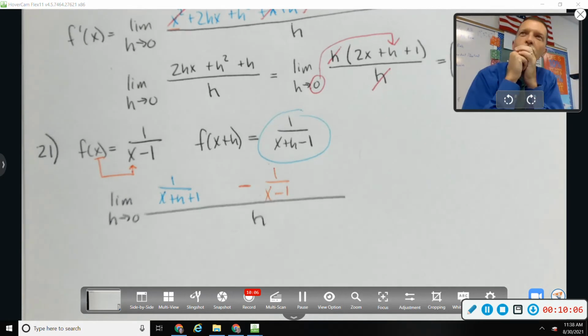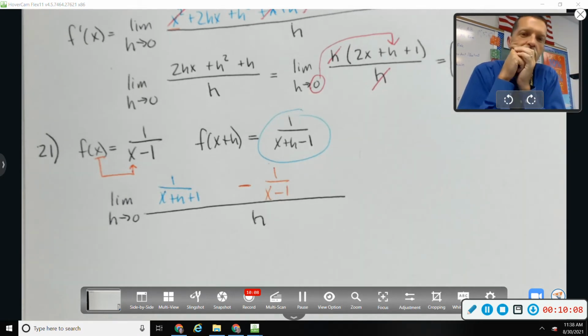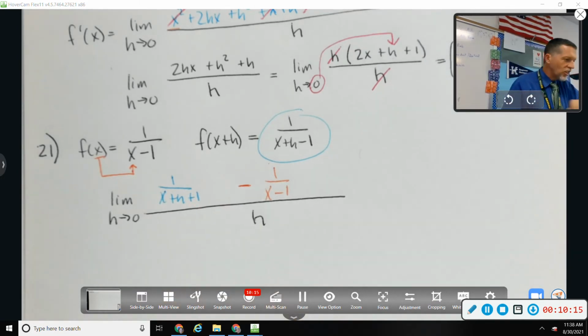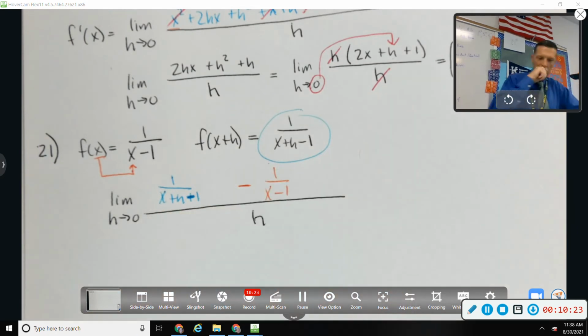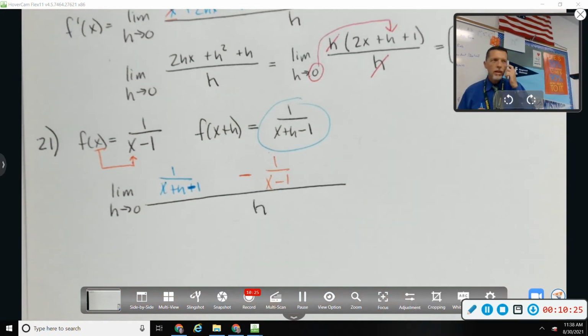Wait, why did I switch from -1 to +1? Uh-oh, did I mess something up? Like the blue. Yep. Good catch. Looking for whiteout. Don't see any. Yep, that's supposed to be -1. I was so eager to get to the common denominator thing.